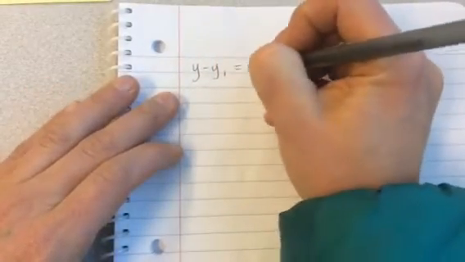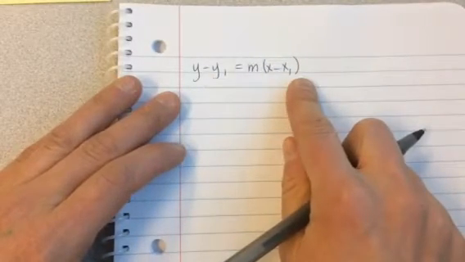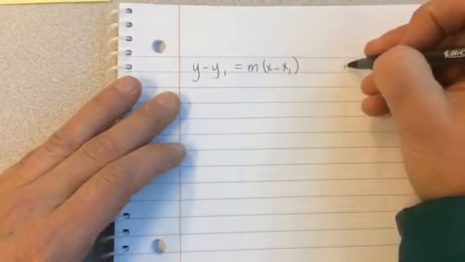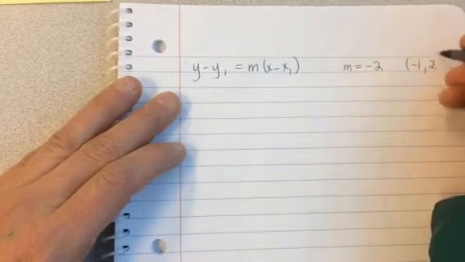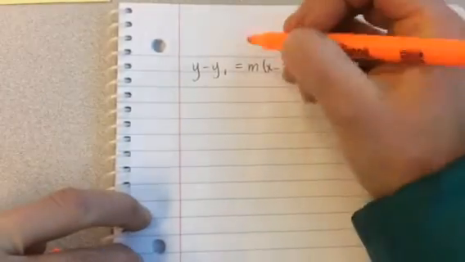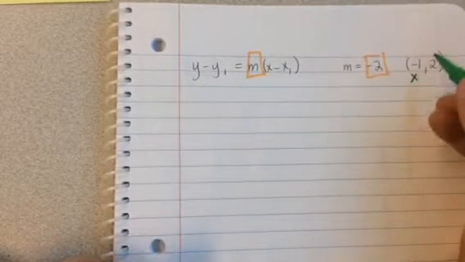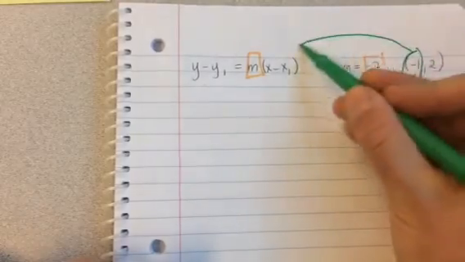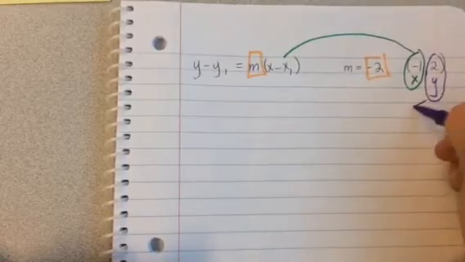We've also talked about using point-slope form, which looks like y minus y1 equals m times x minus x1. This is handy whenever you've got a slope and a point. So going back to that previous example, remember we had the slope, we wanted it to be negative 2, and we had the point, we wanted it to be negative 1, 2. So all we've got to do is put the slope where the m goes, and the point, the x value goes with the x1, the y value goes in the place of the y1.